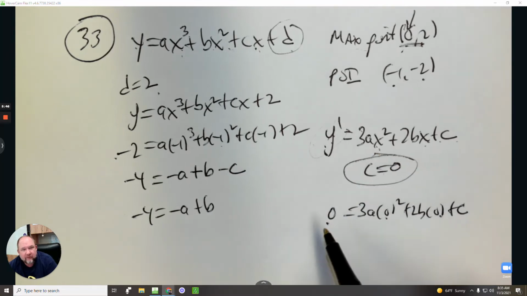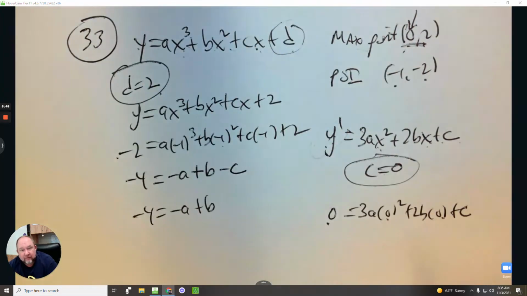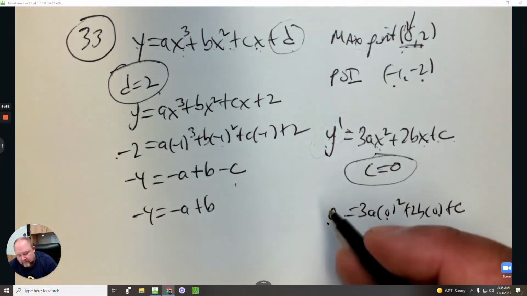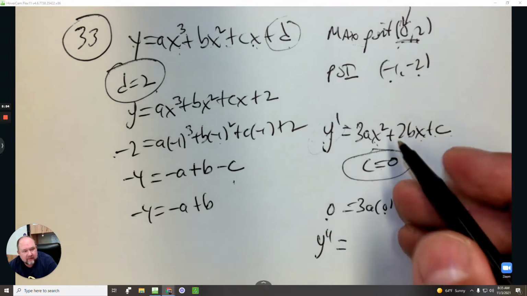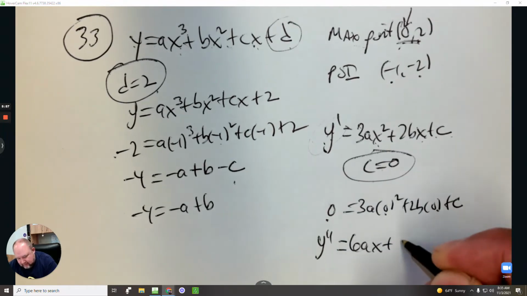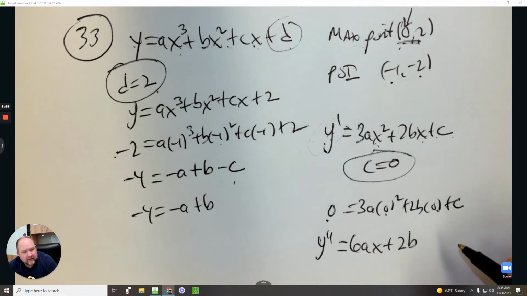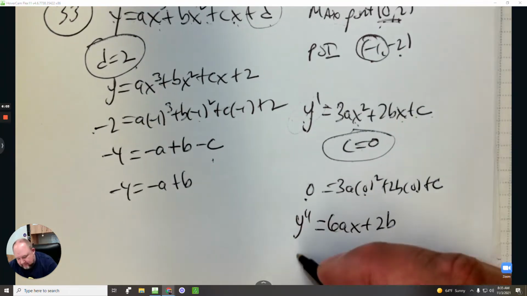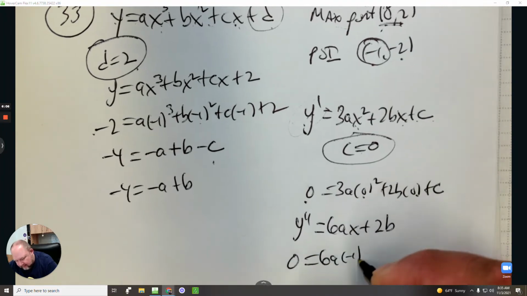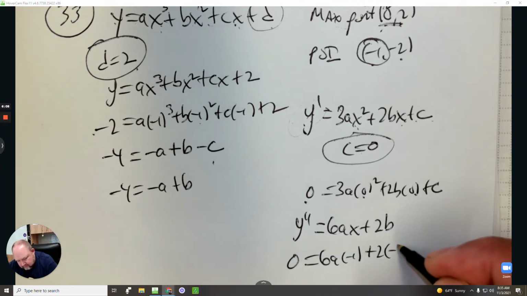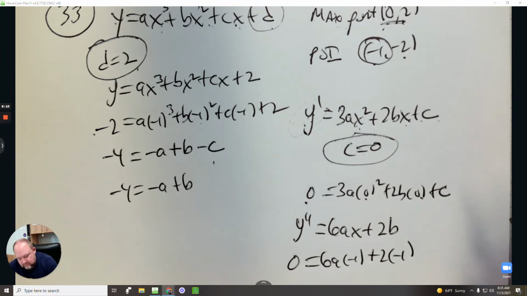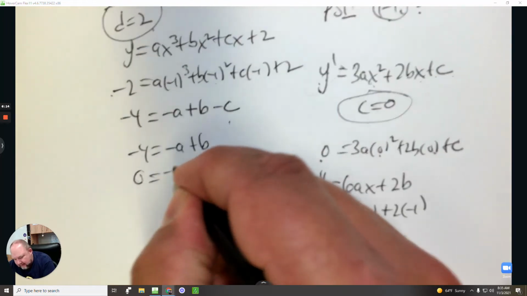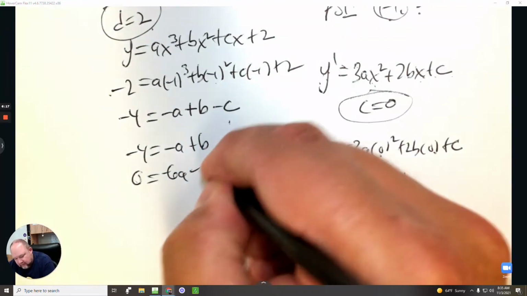So we know what c equals. We know what d equals. So now I have 2 left. So I plugged in 0 for c here. I'm going to take the derivative again. So 6ax plus 2b. We have a point of inflection when x equals negative 1. So I make it equal to 0 and plug in negative 1. So now I have negative 6a, negative 2.